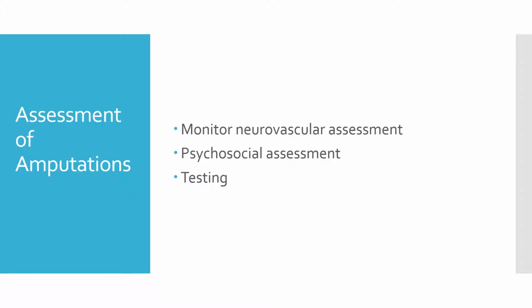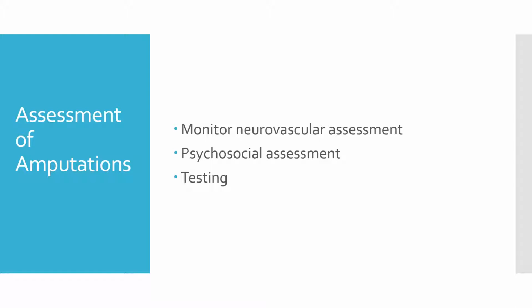Assessment of amputation. It's important to monitor their neurovascular assessment, including circulation in both legs. You always compare one side to the other, looking at their skin color, temperature, sensation, pulses in both, edema, ulcerations, necrosis, even hair distribution.